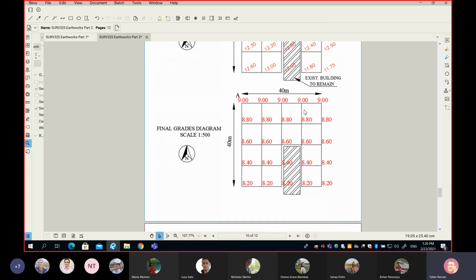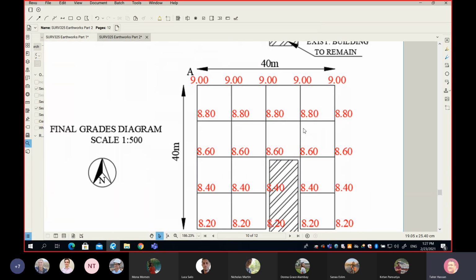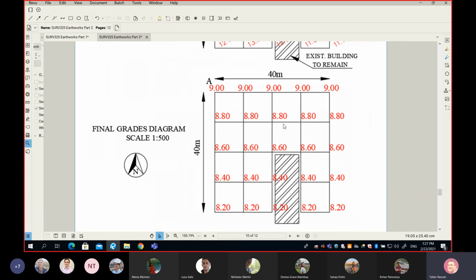Please watch this. I built a diagram for you, and this diagram is your final grade diagram. In the last problem, I felt bad doing it for you, because everything will be 9, so you can do it quickly by mental math. But in this case, I have a variable finished ground where the north side is 9. You can see this line is 9, all the points are 9, and we have a slope of 2% down.